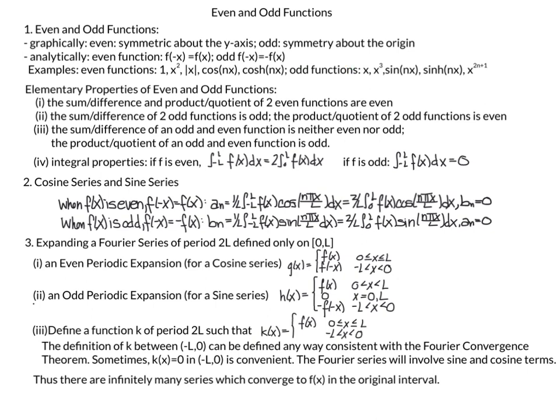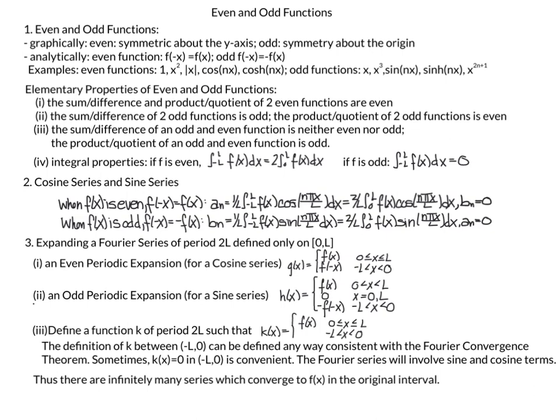Examples of odd functions include x to the third, sine of nx, sinh of nx, and x to the 2n plus 1. So for example, if we look at x to the third, using our 2 and negative 2 example, when I plug in 2 here, I will get 8. When I plug in negative 2, I get negative 8.